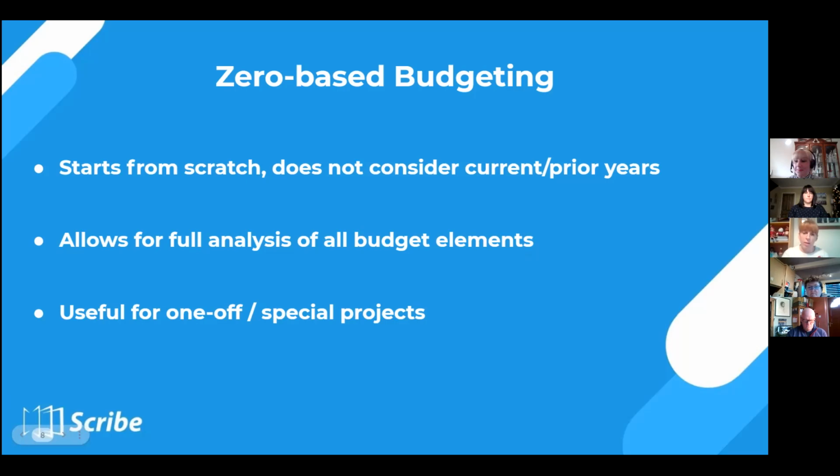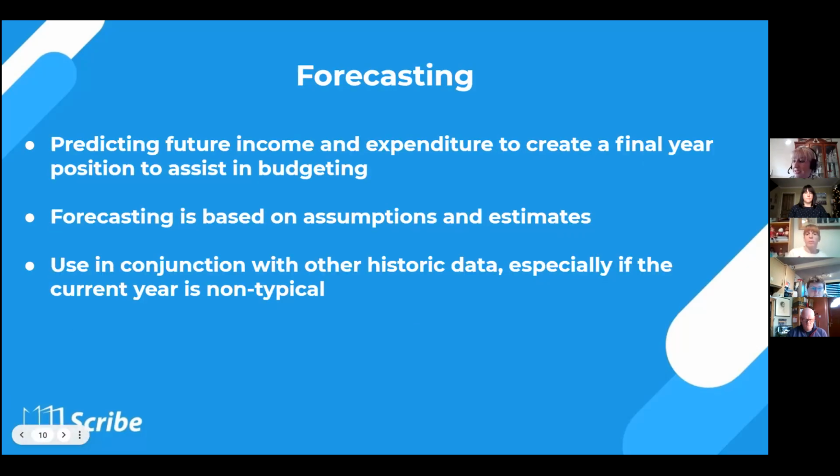Forecasting. So I'm going to talk to you a little bit about forecasting and where this comes into the budget process. If you're going to use incremental budgeting, you will need a forecast because you will need to look at the remaining spend for this financial year in order to forecast for the following year.